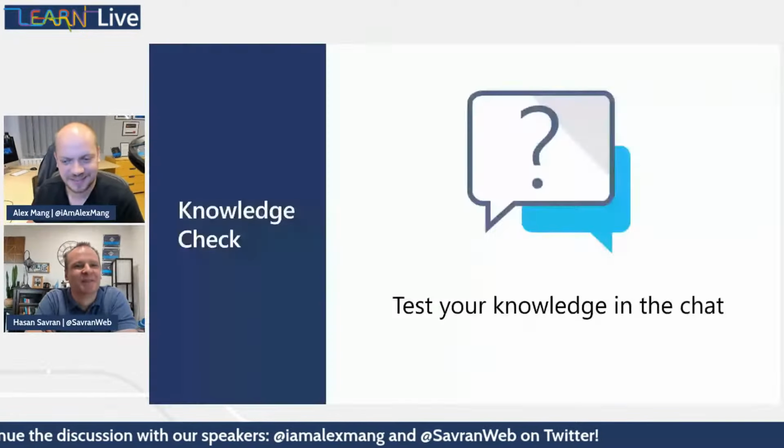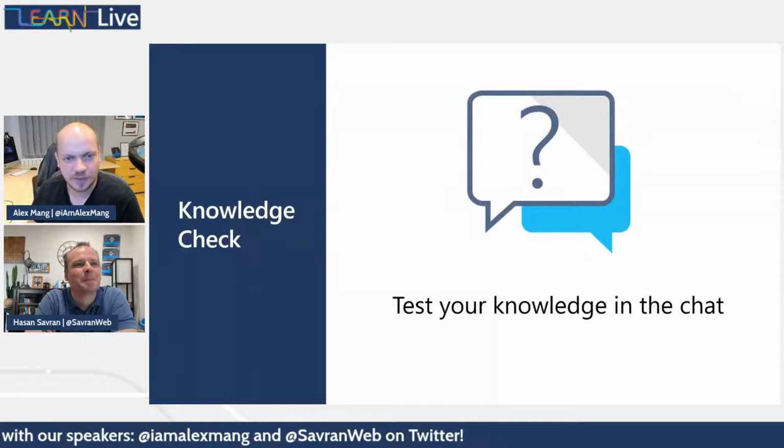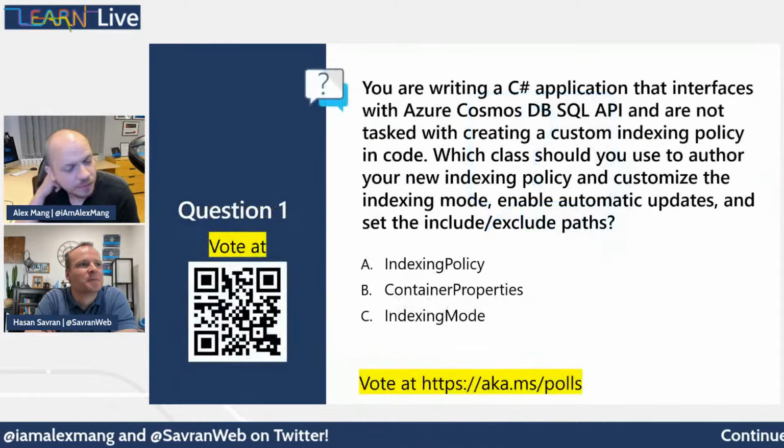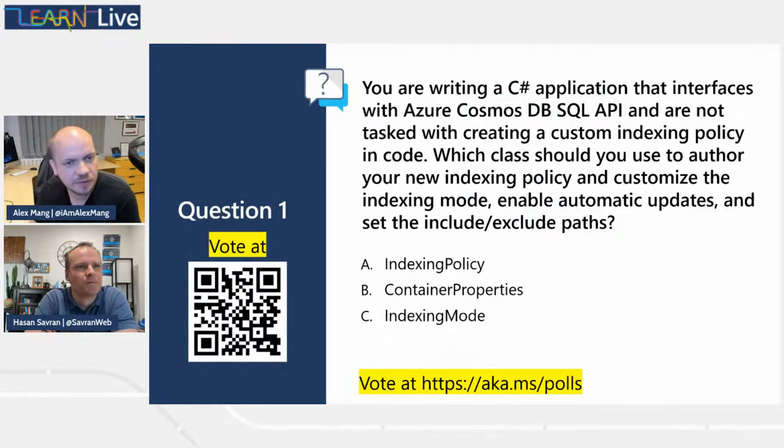Let's go through the quick knowledge check. We have 2 questions. I'm going to take the first one. You're writing a C# application that interfaces with Azure Cosmos DB SQL API and are tasked with creating a custom indexing policy in code. Which class should you use to author a new indexing policy and customize the indexing mode, enable automatic updates, and set the include-exclude paths? A, IndexingPolicy, B, ContainerProperties, or C, IndexingMode?